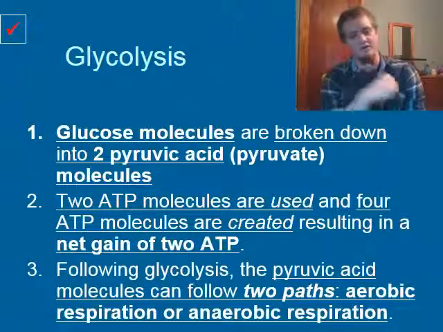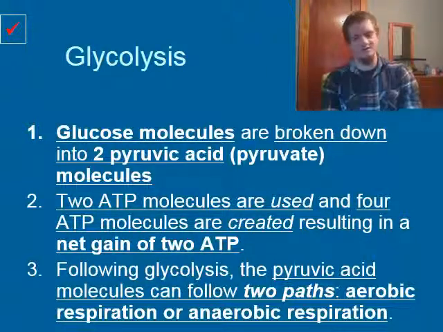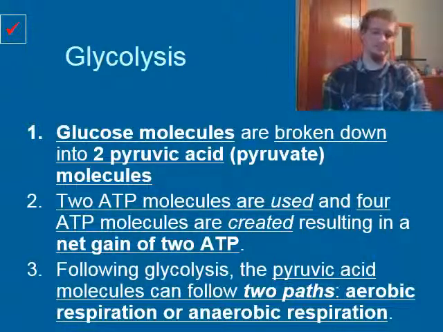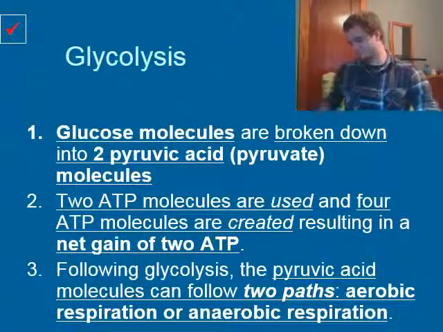Step number 3. Following glycolysis, the pyruvic acid can follow one of 2 paths. It can either go through aerobic respiration, if there's oxygen, or anaerobic respiration, if there's none.